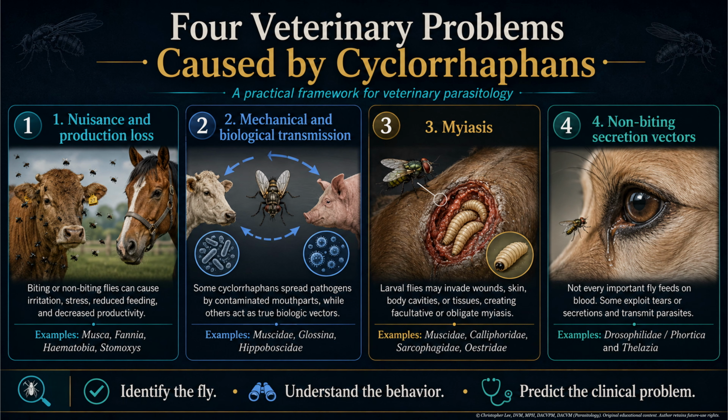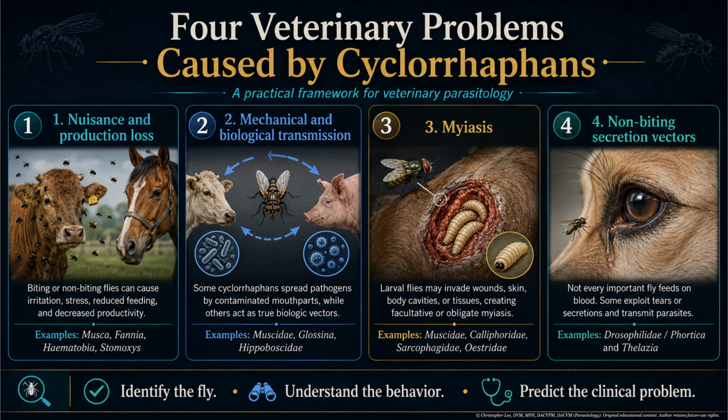Here's the framework for the rest of the video. Cyclorrhaphans create 4 major veterinary problems. First, nuisance and production loss. Even flies that are not major vectors can cause irritation, stress, reduced feeding, decreased milk production, and welfare concerns. Second, pathogen transmission.